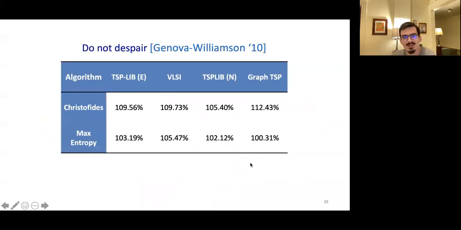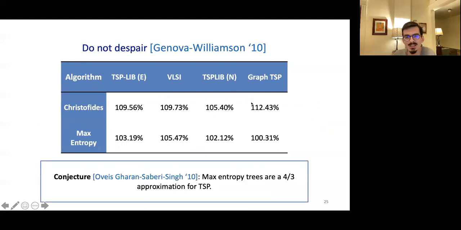Now, although this epsilon improvement is very small, there's a quantitative study from Genova and Williamson which shows that max entropy trees appear to be actually much better than Christofides on a set of benchmarks. So maybe we can be hopeful. There's actually a conjecture that this algorithm is a 4/3 approximation.